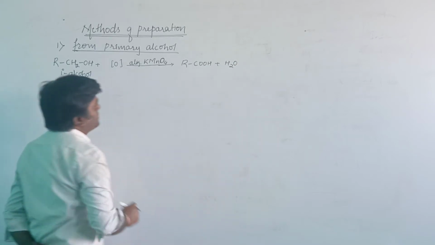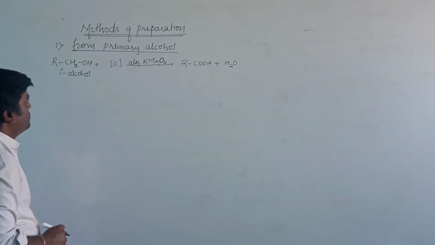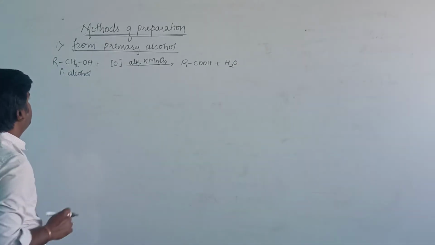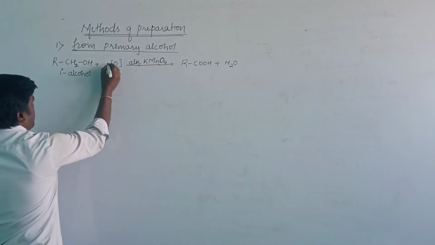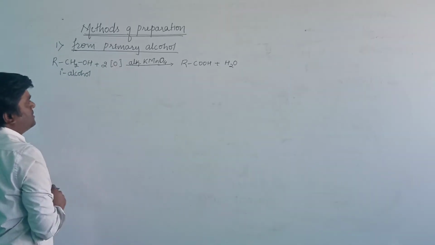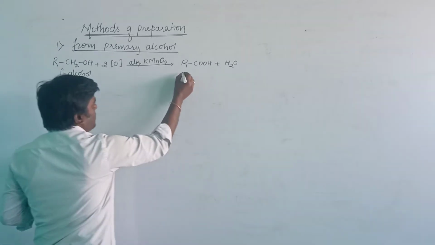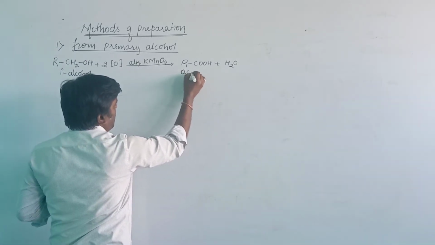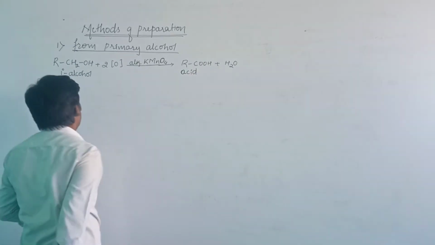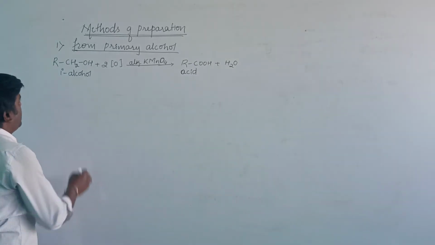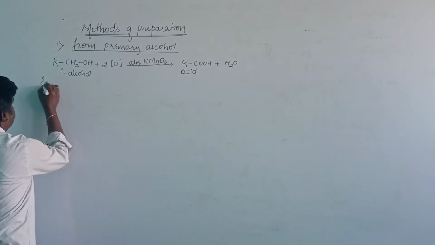Now balance the reaction here. The number of oxygen on that side is 3 and here 2, then balance. Okay, this is the balanced reaction. This is the carboxylic acid. The compound is an acid, that is carboxylic acid. Then let us see a particular example for this reaction.